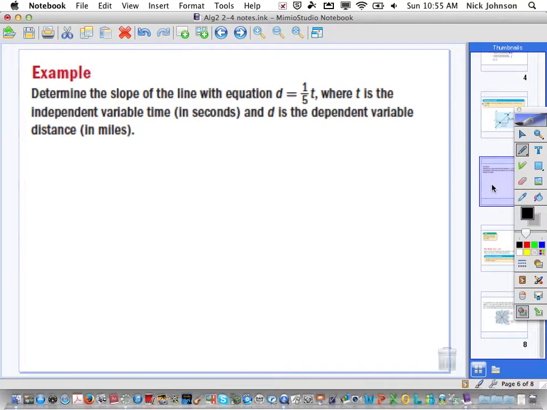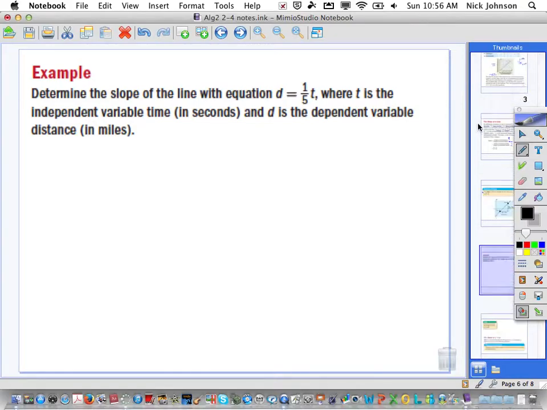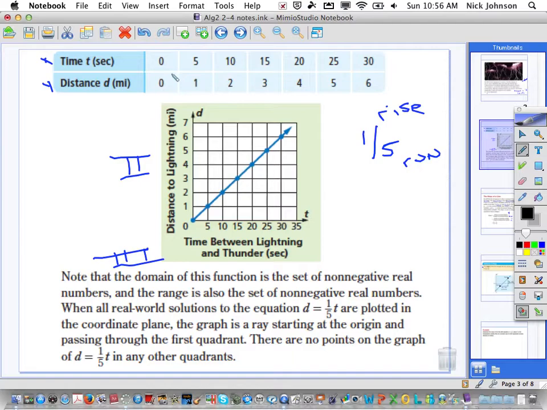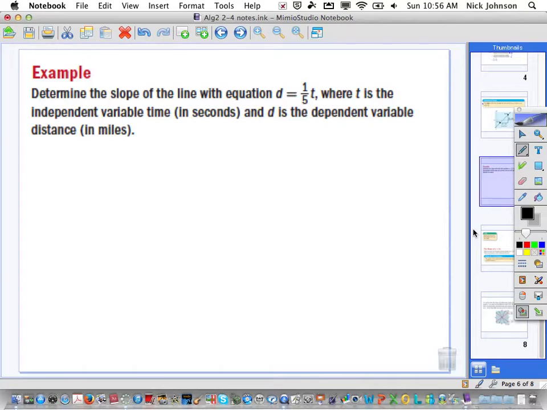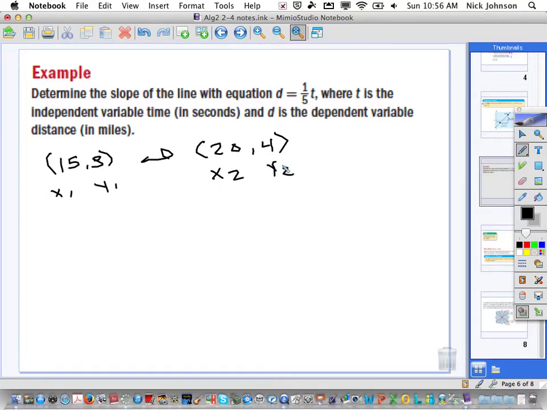Example, it says determine the slope of a line with the equation d equals 1/5 t, where t is the independent variable time in seconds, and d is the dependent variable distance. So I'm going to go back to my chart, and I'm going to grab 2 points from that graph right here. So I'm going to grab 2 points, and let's just grab 2 over here. So 15, 3 and 20, 4. All right? So I'm going to go back here, 15, 3 and 20, 4. So this is my x1, this is my y1 because that's the first coordinate I see. This is my x2, this is my y2 because that's the second coordinate I see.